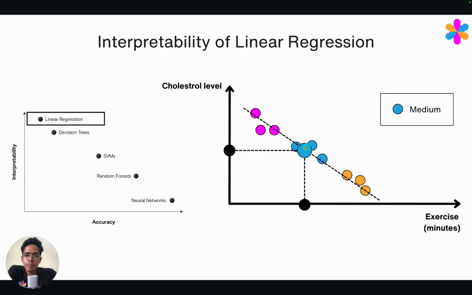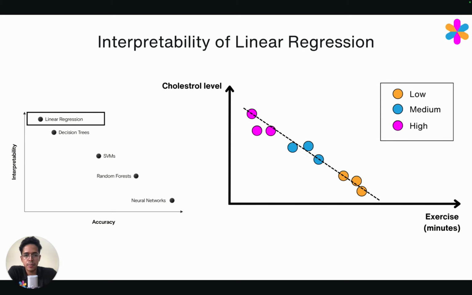We can easily see why, because the y-axis value is between the boundary region between high cholesterol and medium cholesterol, and the boundary between medium cholesterol and low cholesterol. So if the black point was somewhere here, then the y-axis point would have been here, and this person would have had high cholesterol. If the x-axis was somewhere here, then the y-axis would have been here, so this person would have had low cholesterol. So it's very easy to interpret what this model is predicting.